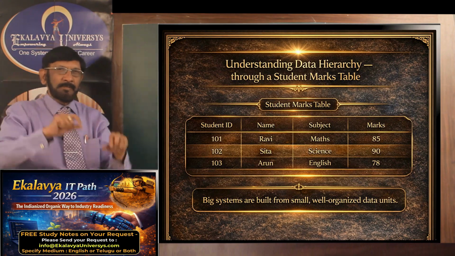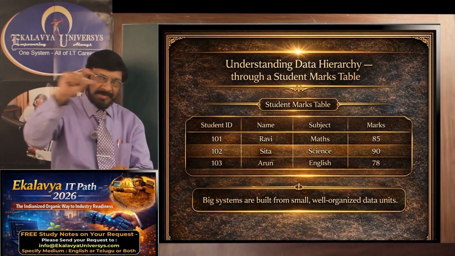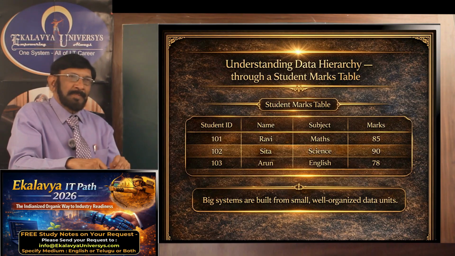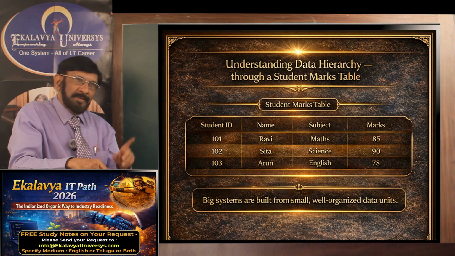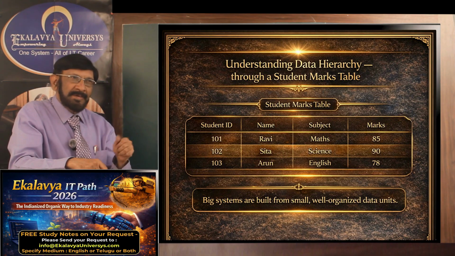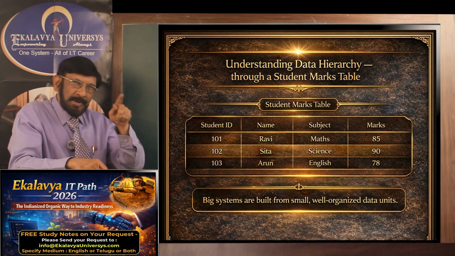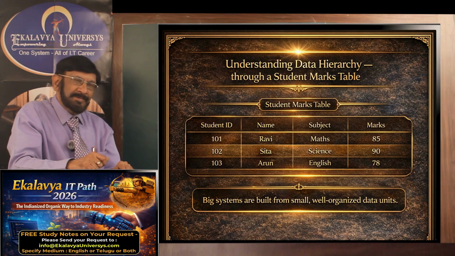By composition of 4 fields, each row is called a record. How many records are here? There are 3 students, so 3 records are there. For each student, 4 fields are there. For each student, 1 record is there. So 3 records are there.